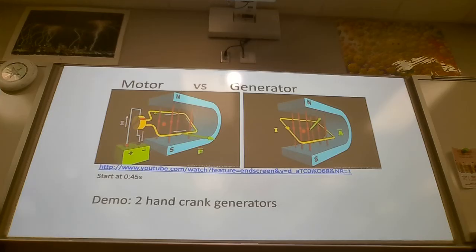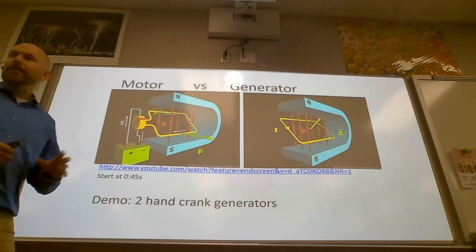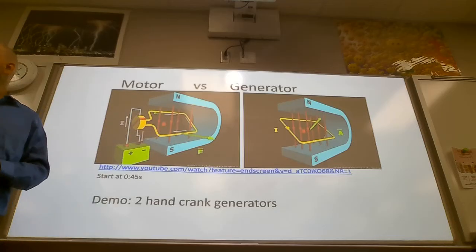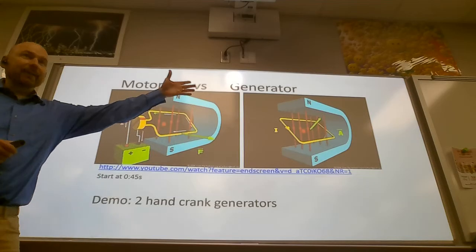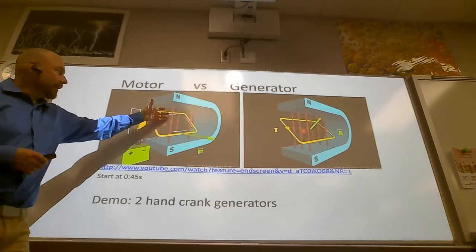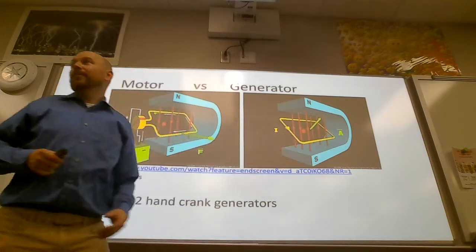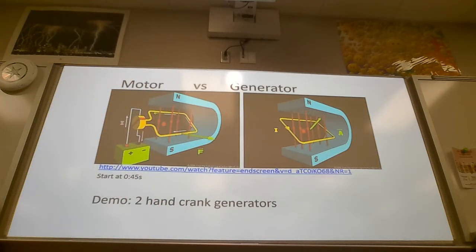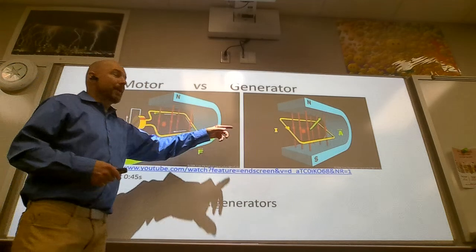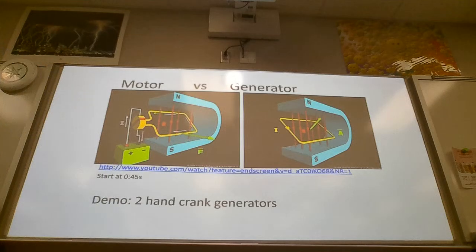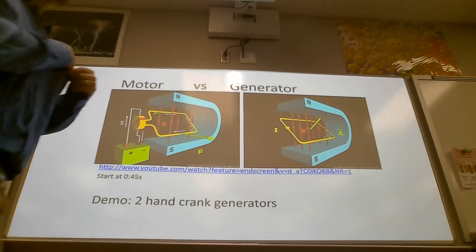So check it out. Look at the pieces and parts that make up a motor versus a generator. Both have a magnet. Both have a magnetic field. Both have a loop of wire that is rotating. Interesting. So it has all the same components.